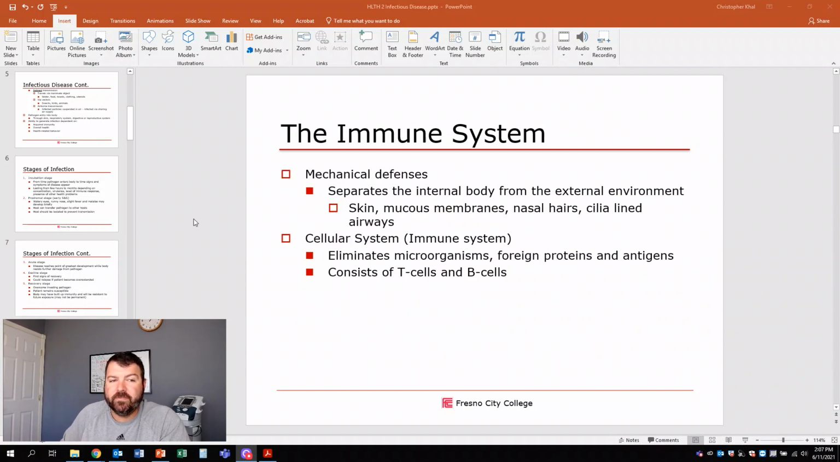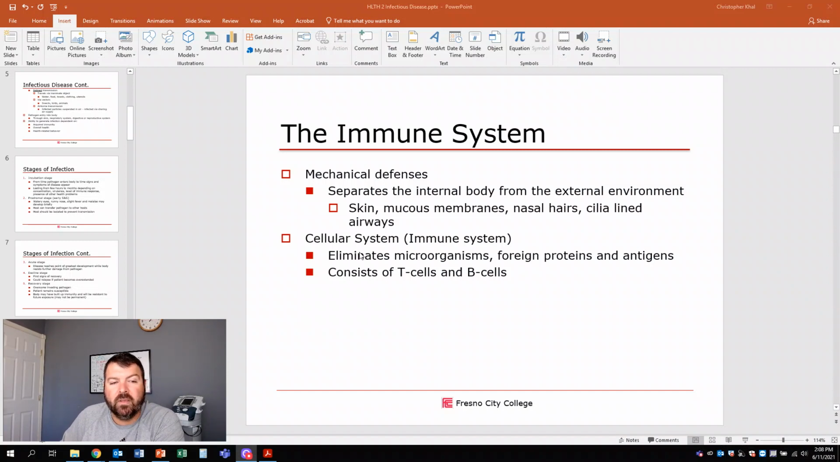So the immune system. Mechanical defenses separate the internal body from the external environment. Skin's a big one, that's your biggest one right there. Next is mucous membranes. You don't have a lot of them. The bigger one's going to be your nose. The inside of your gums is another kind of mucous membrane. There's some mucous membranes, I believe, around your eyes, that kind of stuff. Nasal hairs prevent you from inhaling some stuff, and a lot of the ciliary-lined airways.